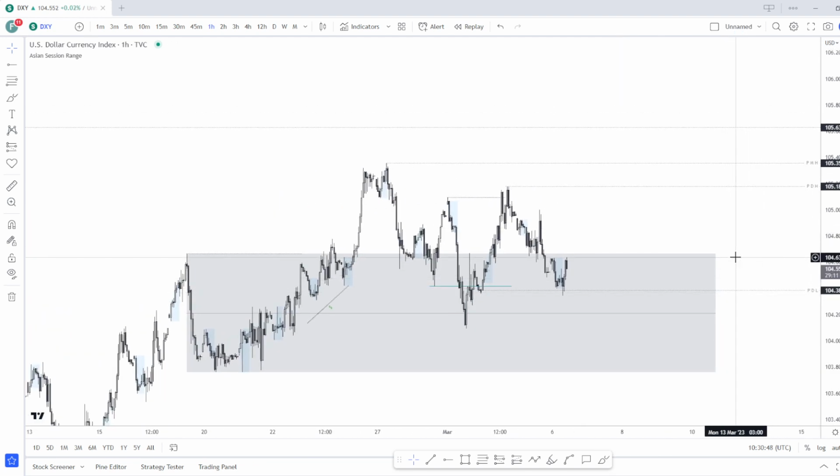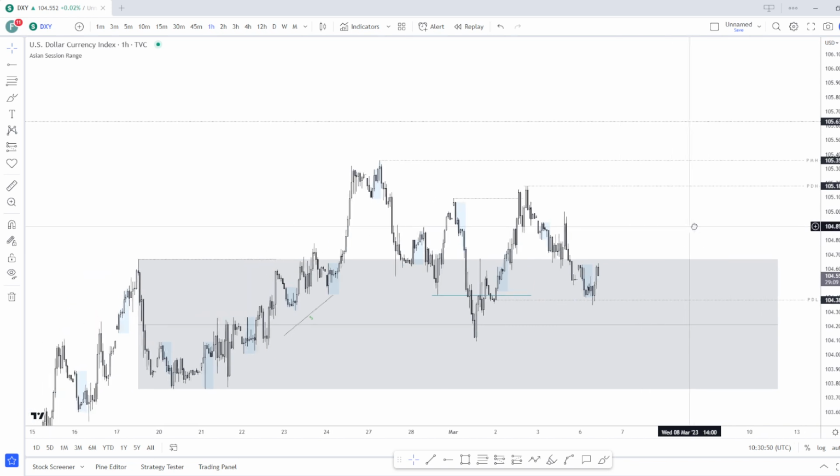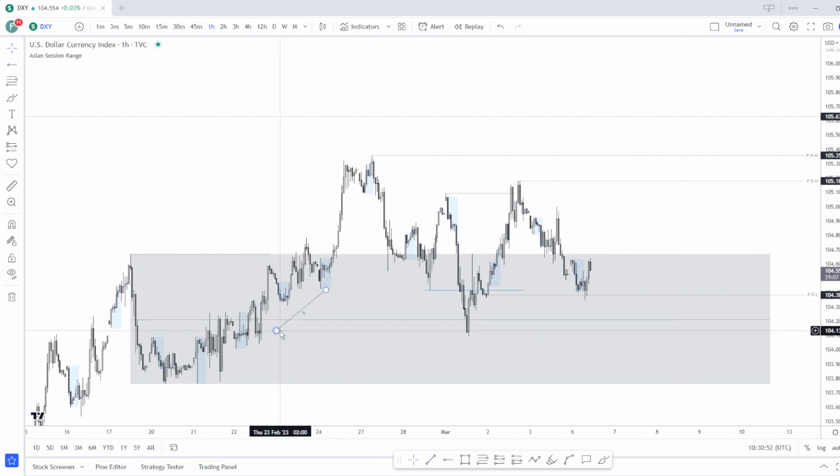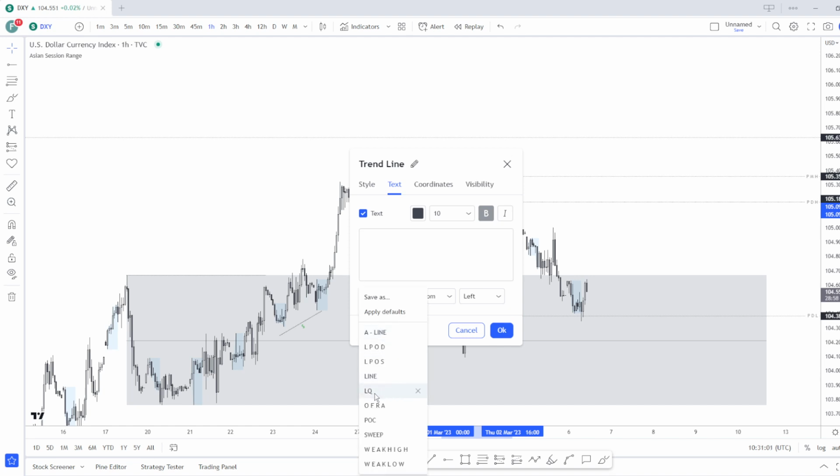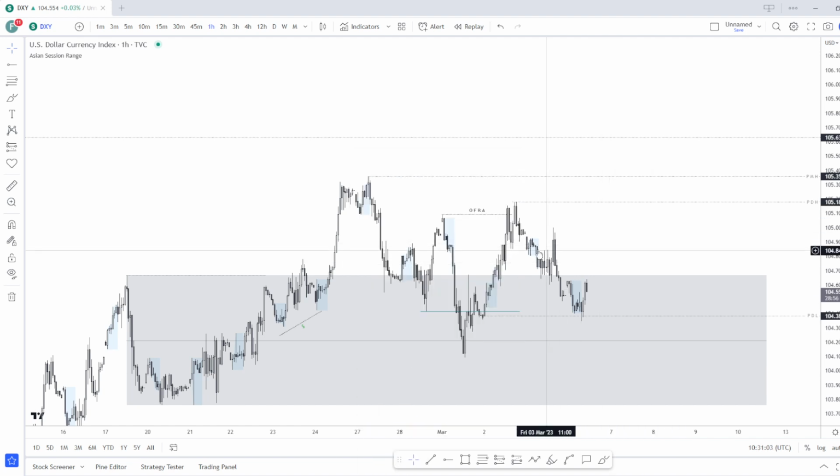Okay, I'm gonna get rid. No, actually. So we've come down, we've swept all of the liquidity. Well, not all of the liquidity, but we've swept liquidity in the zone. We've mitigated 50%, and then we have had an order flow realignment to the upside here. At this point, what would I be doing?